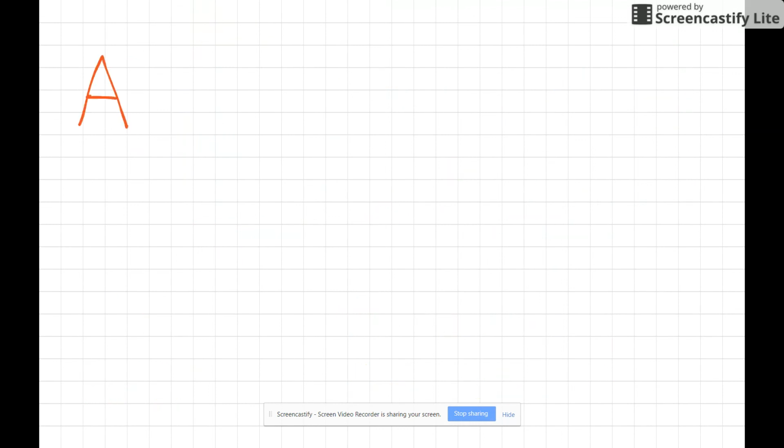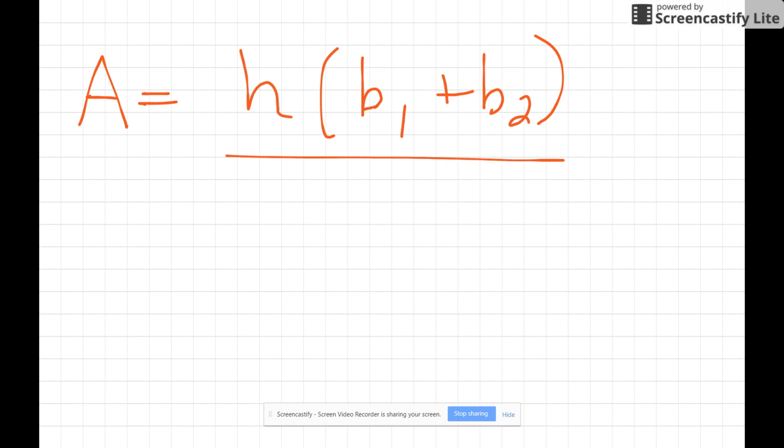So remember, the area of a trapezoid is the easiest thing to do. It's the sum of the bases times the height divided by 2.